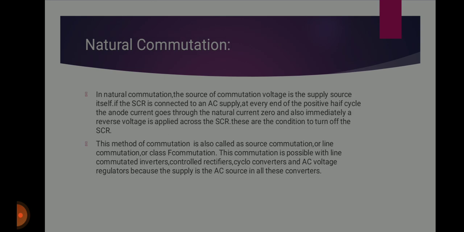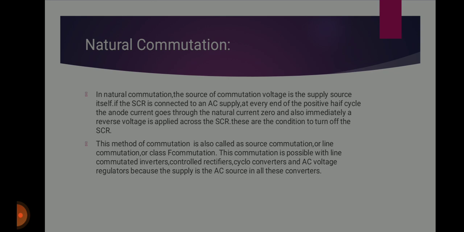Then, immediately a reverse voltage is applied across the SCR. These are the conditions to turn off the SCR: when the current is zero, a reverse voltage immediately appears across the SCR. This method of commutation is also called source commutation, line commutation or class F commutation.